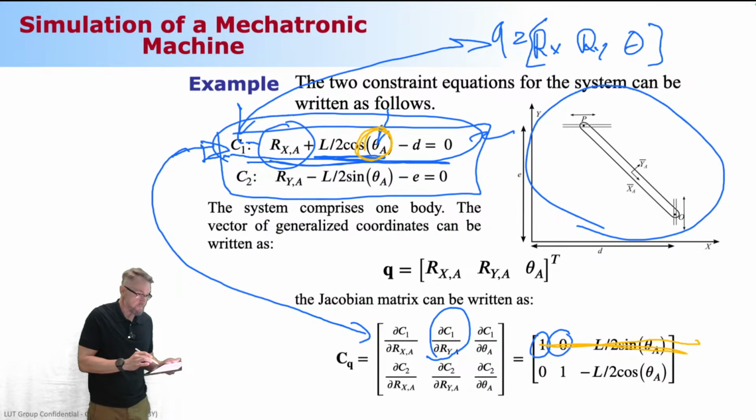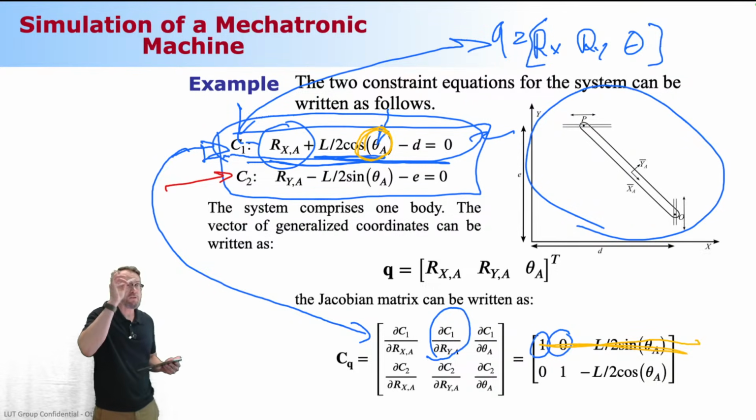Second row, I'm going to take this constraint equation. I'm going to differentiate that with respect to the very same variables. First with this one, not mentioned, so it's going to give me 0.